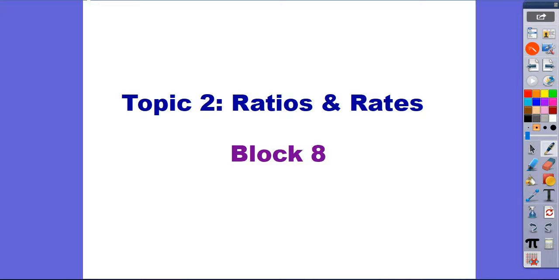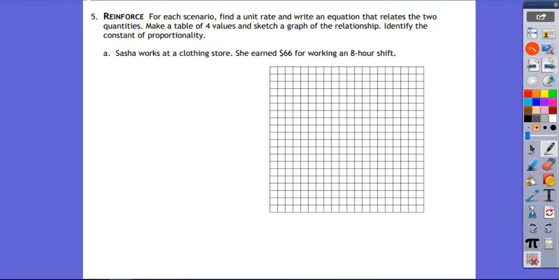So again, I'm doing problem 5A with you together. Problem 5 says, for each scenario, find a unit rate and write an equation that relates the two quantities. Make a table of 4 values and sketch a graph of the relationship. Identify the constant of proportionality. So there was a lot in that paragraph they told me to do.